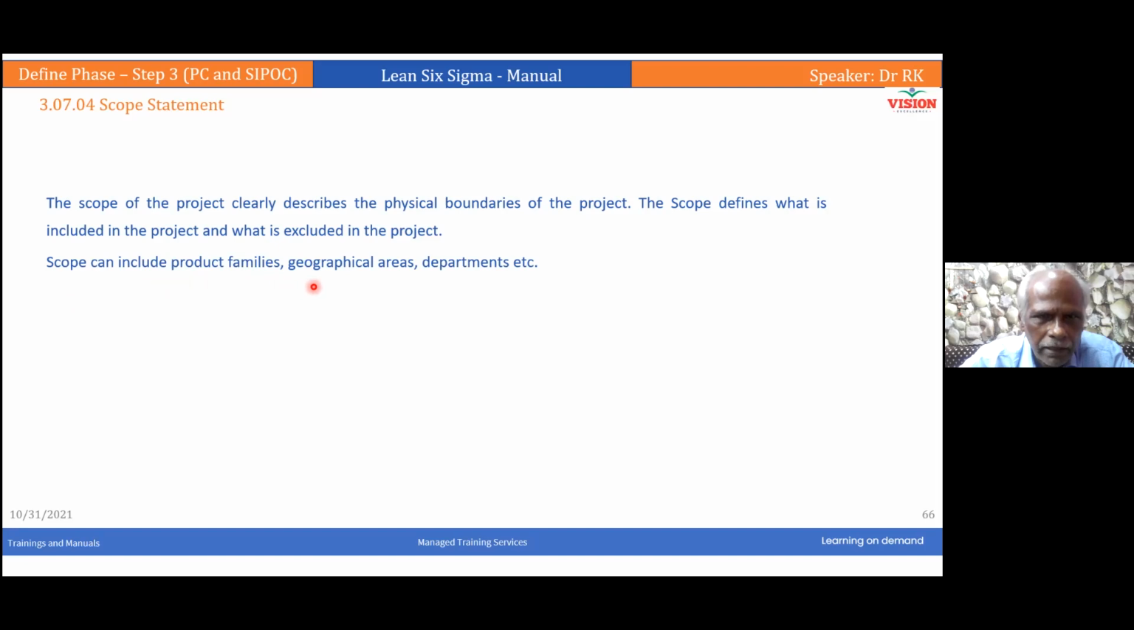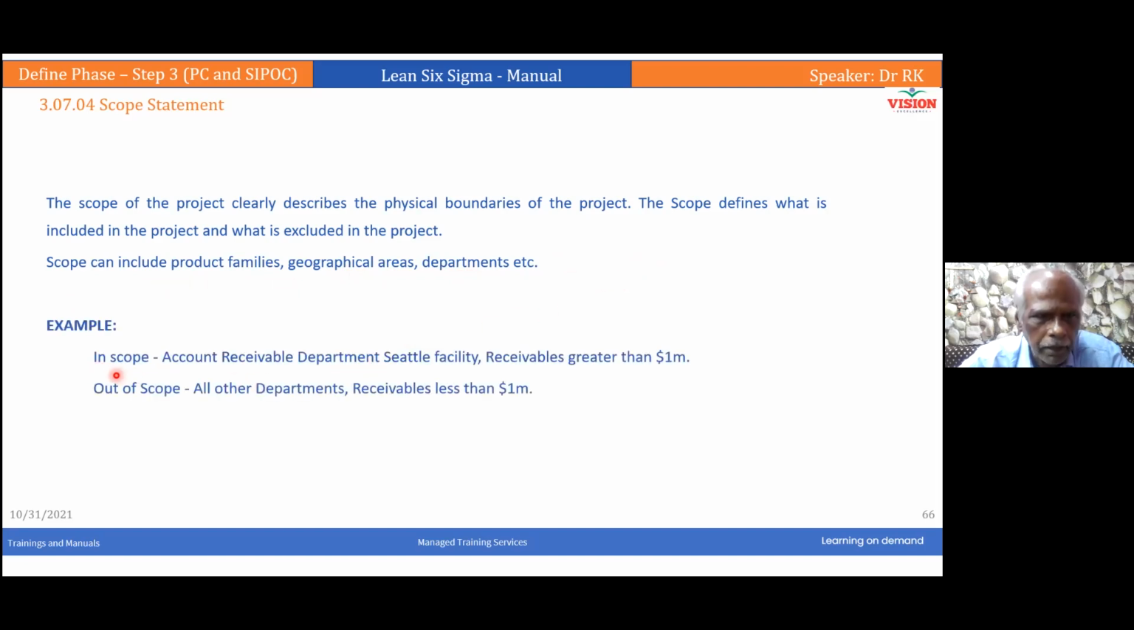Scope can include product families, geographical areas, departments, personnel, or services, types of service. Example, in scope: the accounts receivable department seated in that particular facility, Chennai or Bombay or Calcutta, receivables greater than 1 million rupees. Please note, there again you are protecting yourself. Even if it is in the Chennai facility or Seattle facility, if it is less than 1 million, it is not included in the scope. Therefore, it also has to be a SMART statement. With a small line, you cover the entire thing. Out of scope: all other departments, receivables less than 1 million. So this will help you make a scope statement, right?